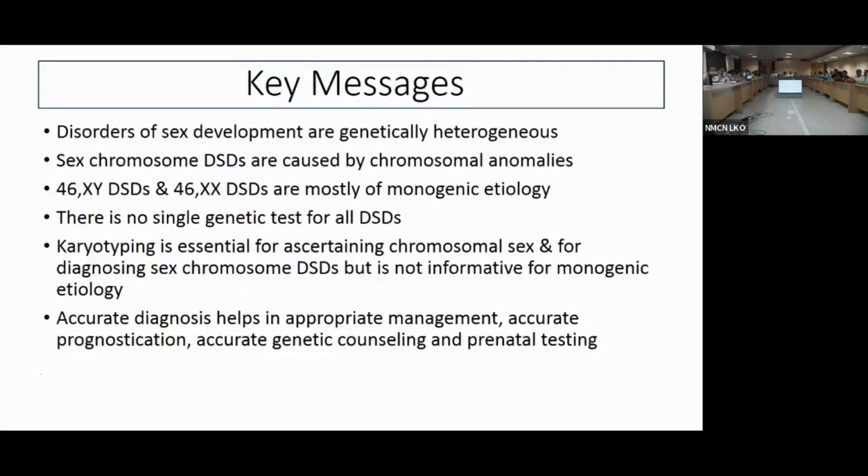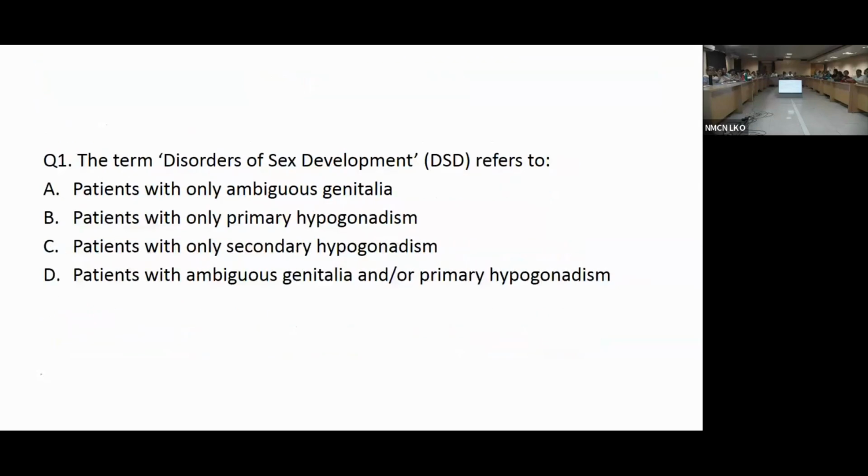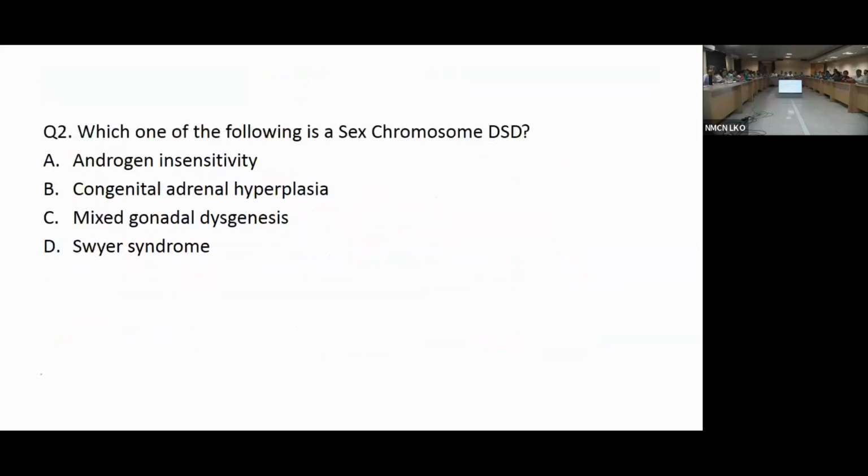So now if we have time, I'll just ask you 4 questions. Okay? So the term disorders of sex development refers to, which one is correct? A, B, C, D? D, yes. So it's an umbrella term which includes ambiguous genitalia as well as primary hypogonadism. Which one of the following is a sex chromosome DSD? Yes, C, mixed gonadal dysgenesis.